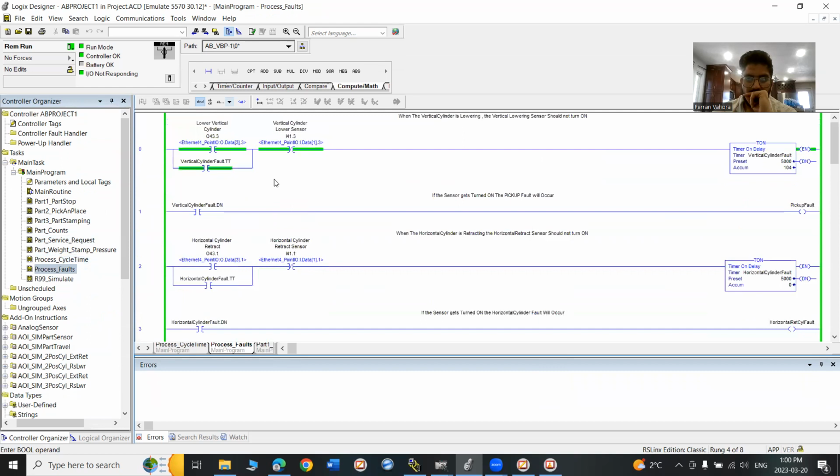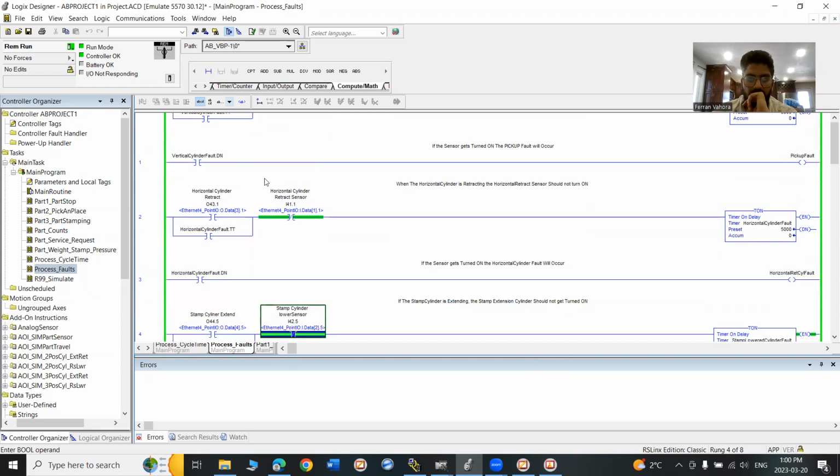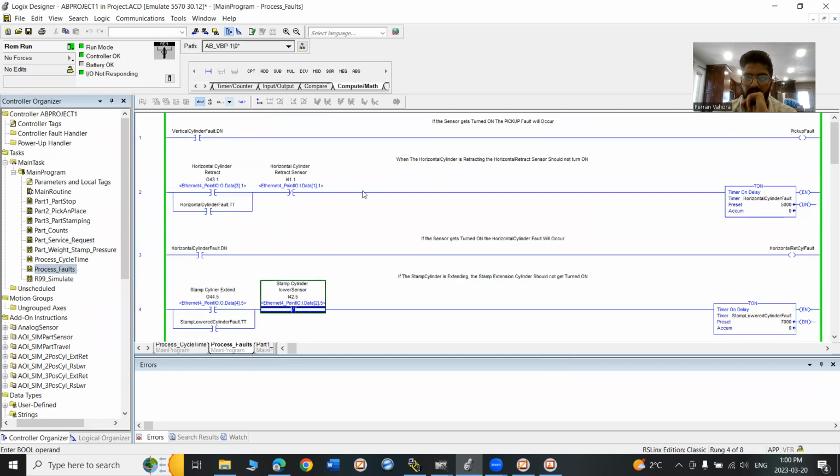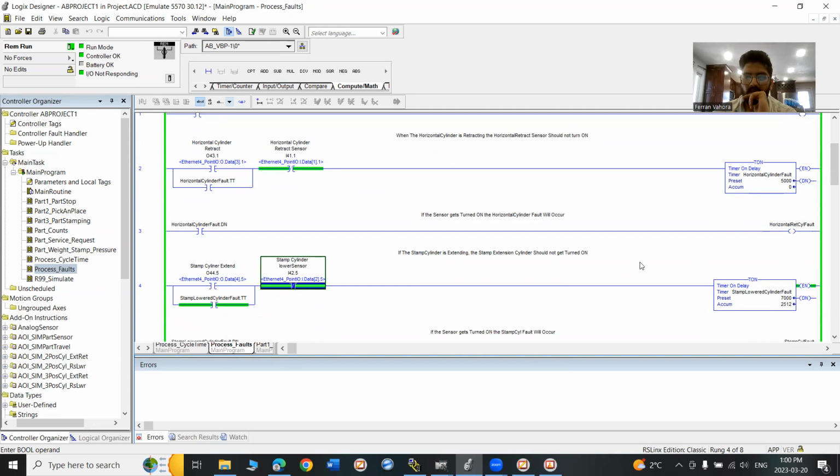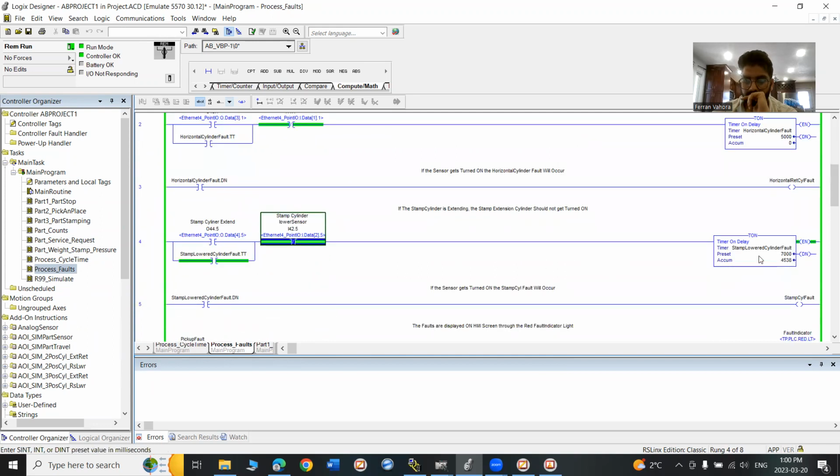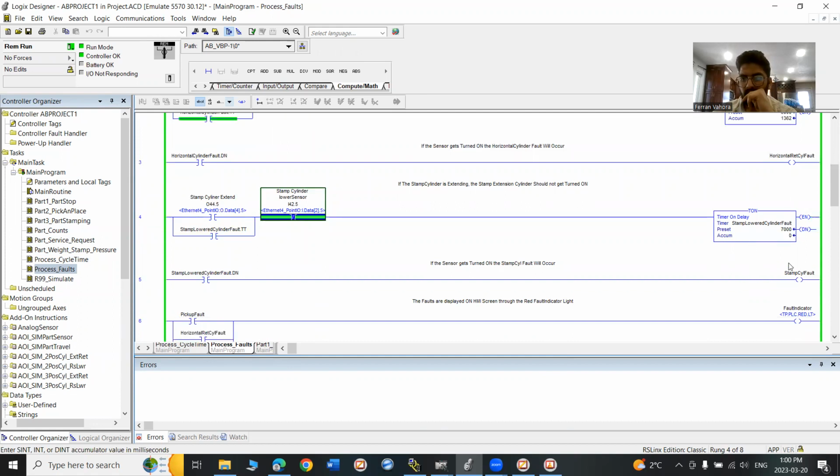Processor faults. Here I have taken the processor fault for when the vertical cylinder is lowering. The vertical cylinder lower sensor should not get turned on. If the sensor is getting on, a pickup fault will occur. Same for the horizontal cylinder: if the sensor is getting on, a horizontal retraction cylinder fault occurs. And for the lower cylinder, the lower stem cylinder fault.